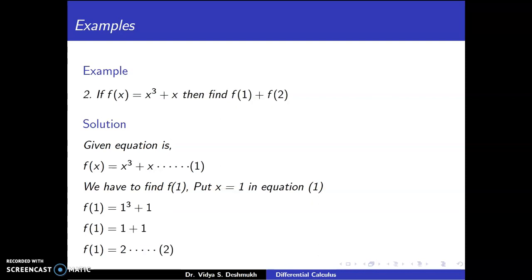Now in the next example, here also the question is, if the function f of x is equal to x cube plus x, then here we have to find out the value of f of 1 plus f of 2. म्हणजे काय मुलांनो की इथे फंक्शनची व्हॅल्यू दिलेली आहे तुम्हाला x क्यूब प्लस x, आणि त्यात तुम्हाला x इज इक्वल्स टू 1 सबस्टिट्यूट करून f ऑफ 1 शोधायचा आहे, नंतर x इज इक्वल्स टू 2 सबस्टिट्यूट करून f ऑफ 2 शोधायचा आहे, आणि मग त्यांचे ॲडिशन करायचे.